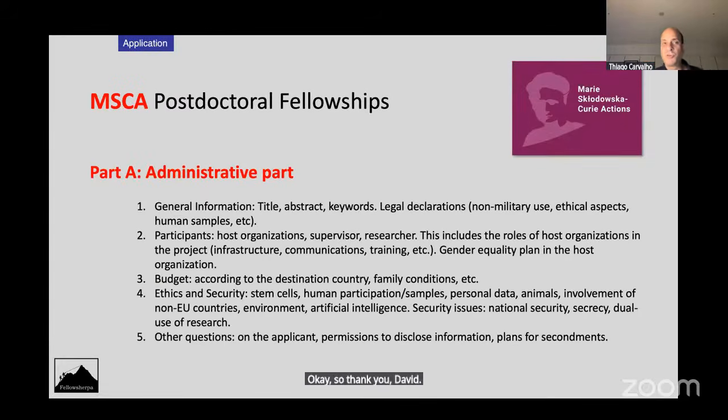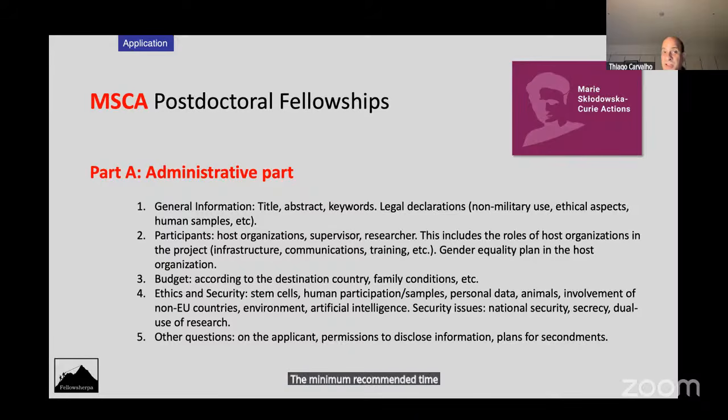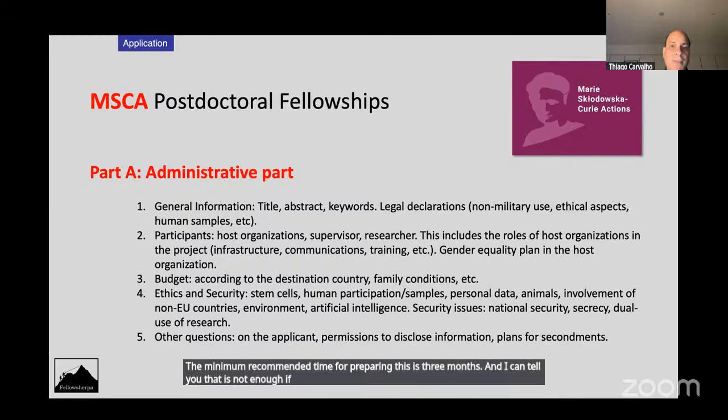So we're going to go through some aspects of the Marie Curie application. It is a very difficult application. It's a prototype of an application where you need as much help as possible and where you should start as far in advance as possible. The minimum recommended time for preparing this is 3 months, and I can tell you that is not enough if you're starting from scratch, okay?